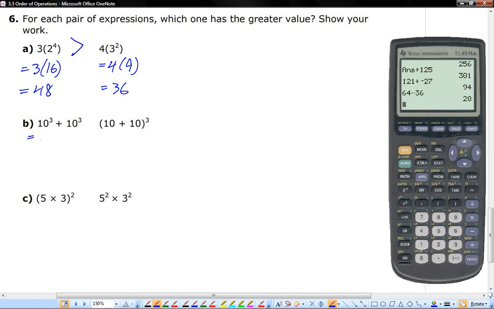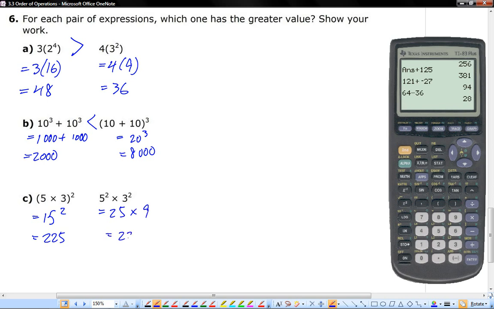Part B, 10 cubed is 1,000. Add another 1,000 to that, you get 2,000. Here, we're doing 10 plus 10 because it's inside the brackets first. Cube that, and you get 8,000, which is significantly more. So the greater number is on the right. And the last one here, we're doing 5 times 3, which is 15, then squaring it, which gives us 225. Here you're squaring 5 and squaring 3, and then multiplying them, and you get the same result. So these are actually equal.